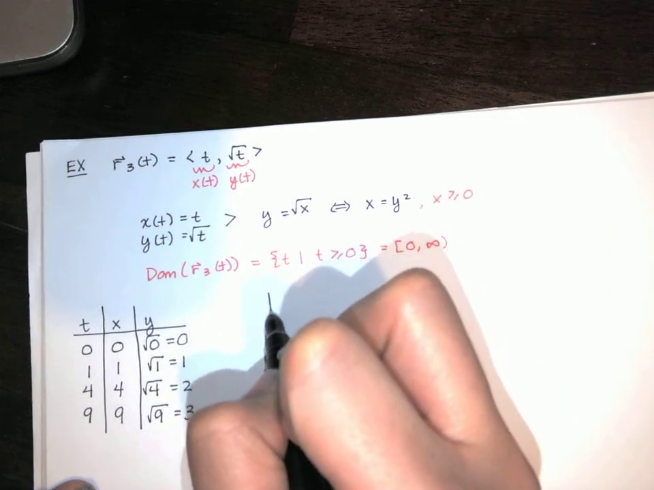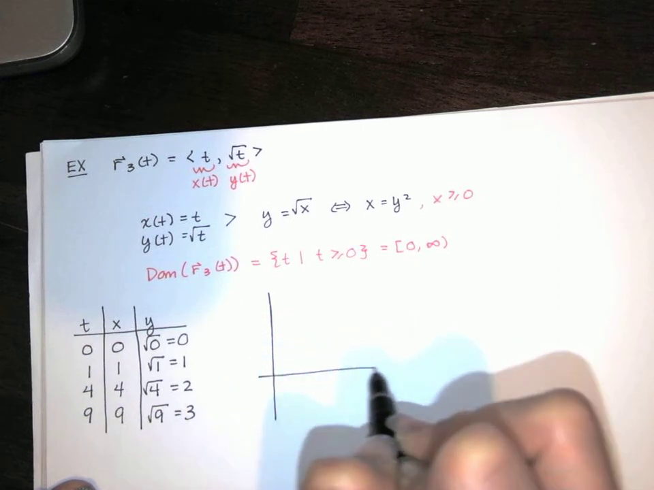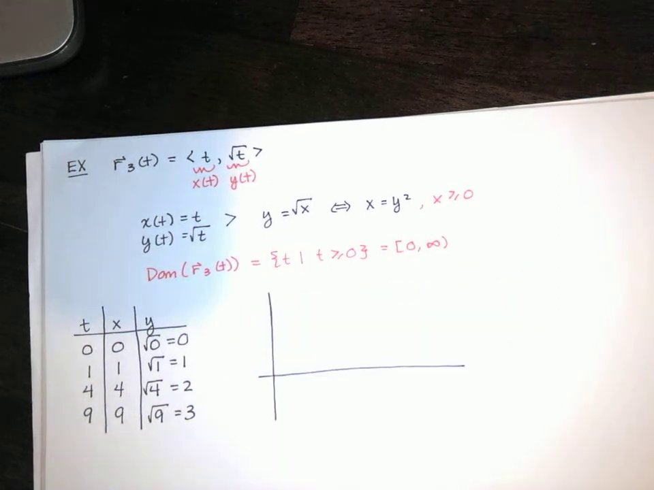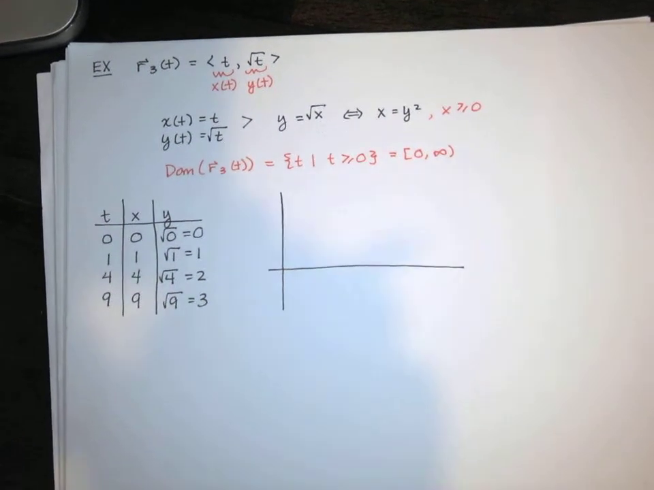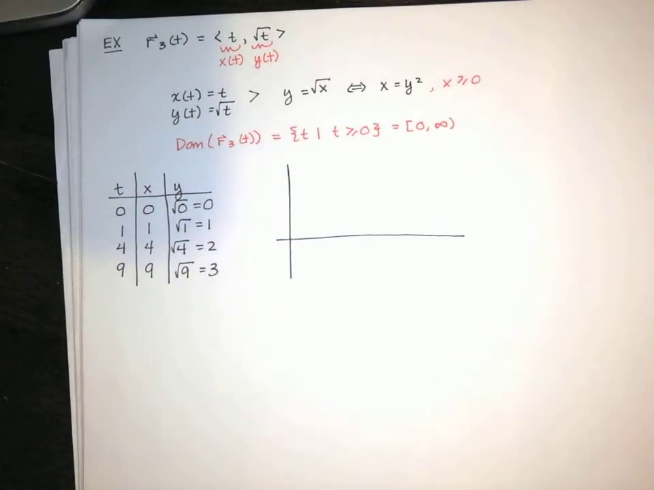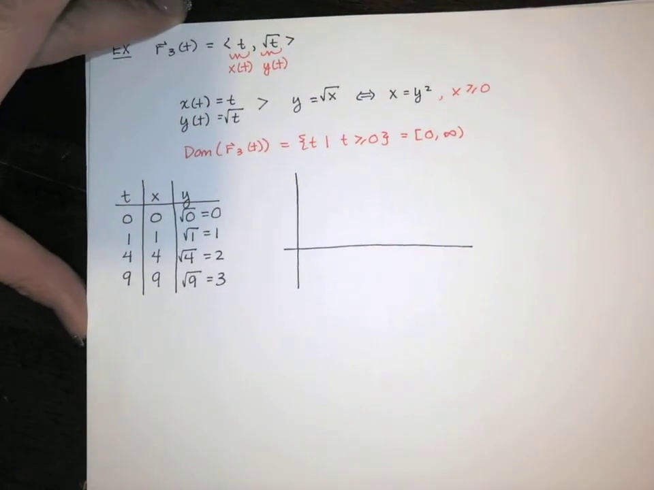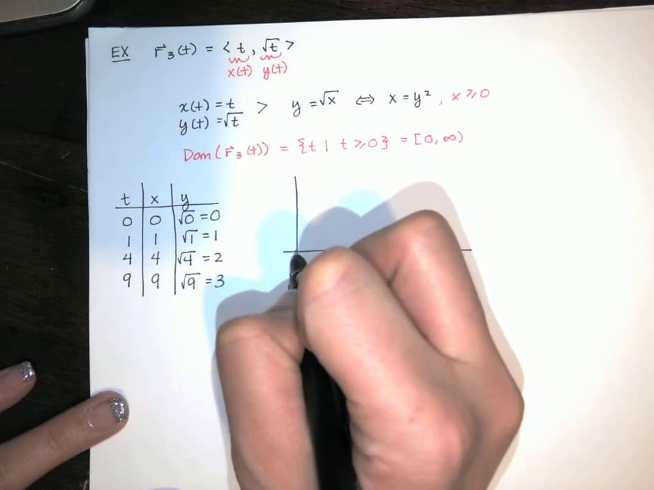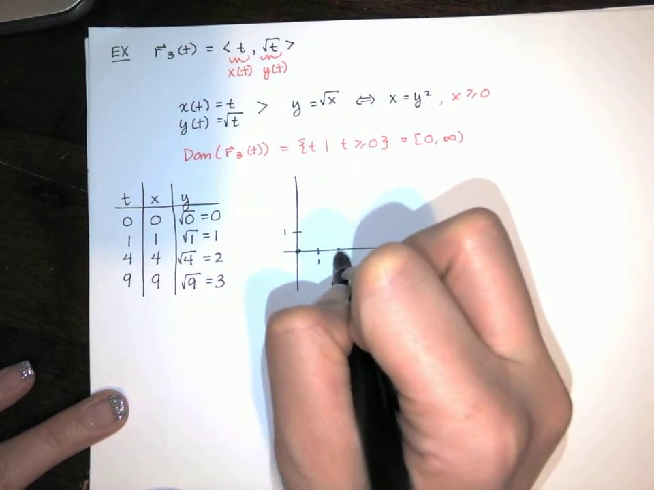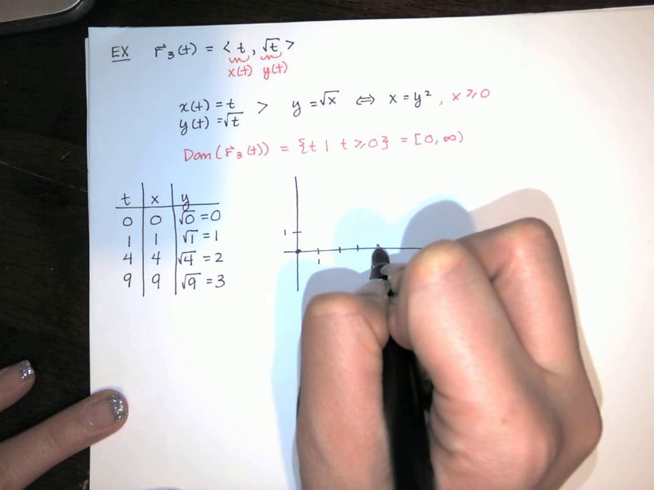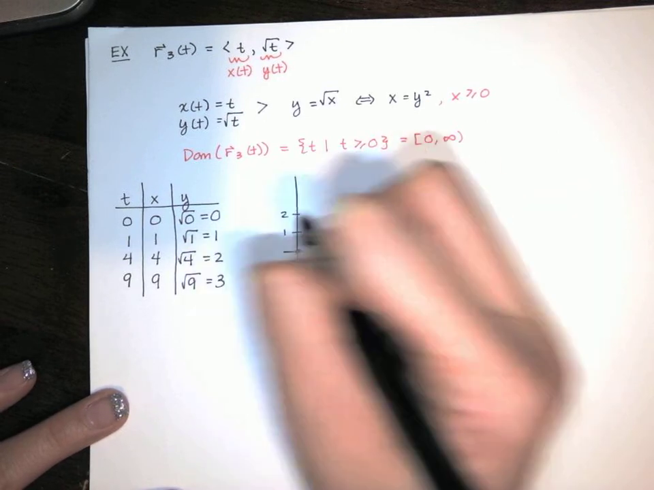And then we can plot some points. So what we're going to see is this y equals the square root of x graph that we're familiar with already just from our pre-calc days. 0, 0, and 1, 1, and x equals 4, y equals 2.